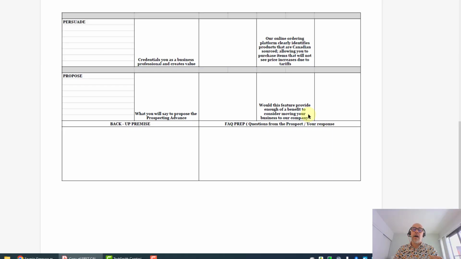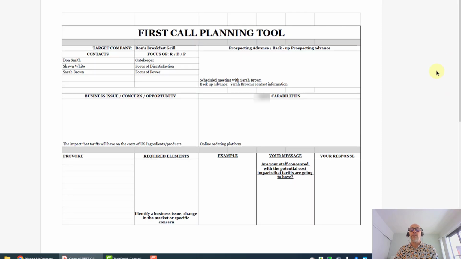So I would change this messaging, because you want it to reflect what your goal is, which is just to get an appointment. The backup premise and the frequently asked questions perhaps were not a part of the requirement for this particular assignment, so we will do that next. But all in all, it's a really good first step in having a successful call. I think if you just make a couple of those tweaks, you're going to put yourself in a really good position to have a successful cold call.